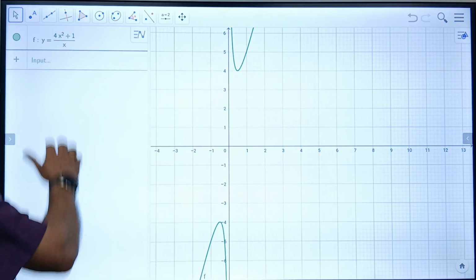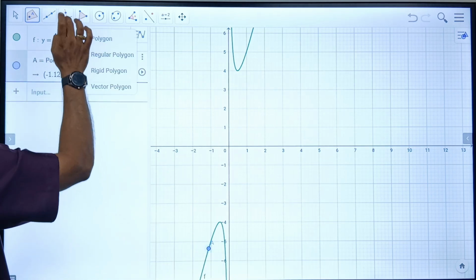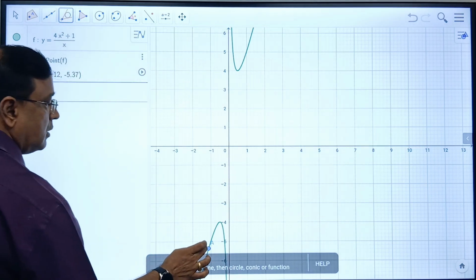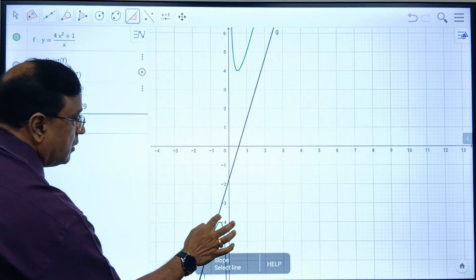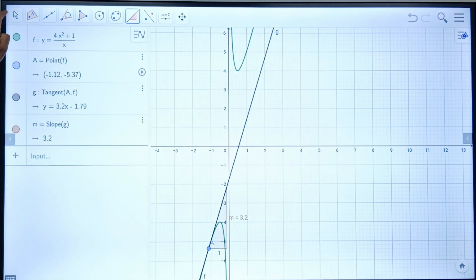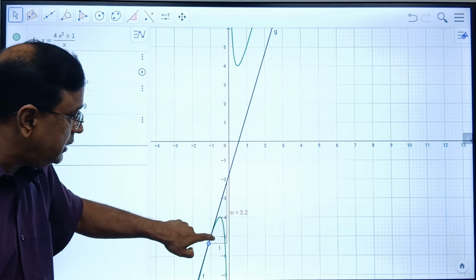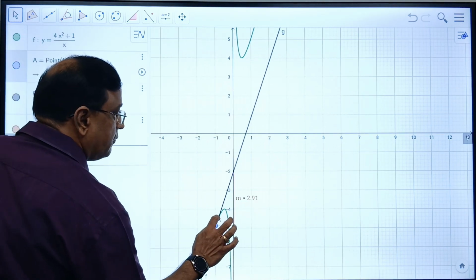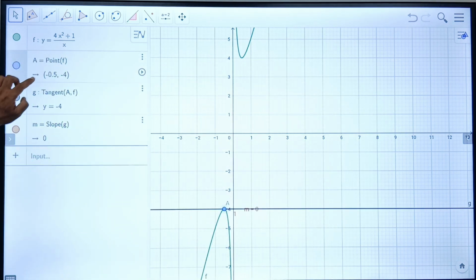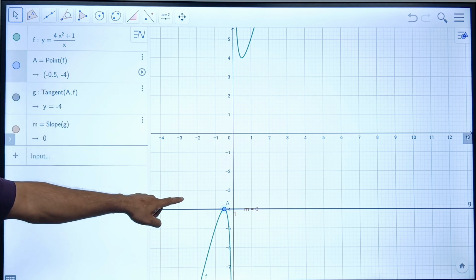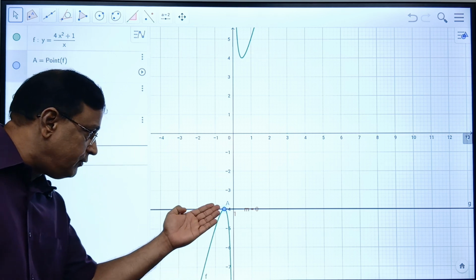Okay. Now, let me choose the point to show you the tangent. So I'll choose a point here. I will draw the tangent and I will find the slope. You see, slope is positive. See, your x value is minus 1.2. Okay. So when I reach half, my dy by dx will be 0. When I reach half, minus 0.5, dy by dx is 0. So minus infinity to half, it is increasing. Can you see? From minus infinity to half, it is increasing.